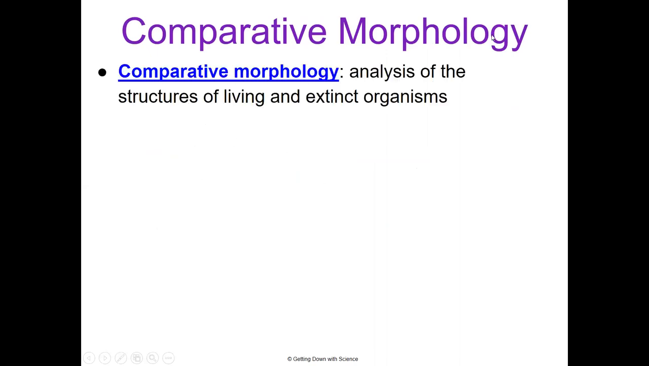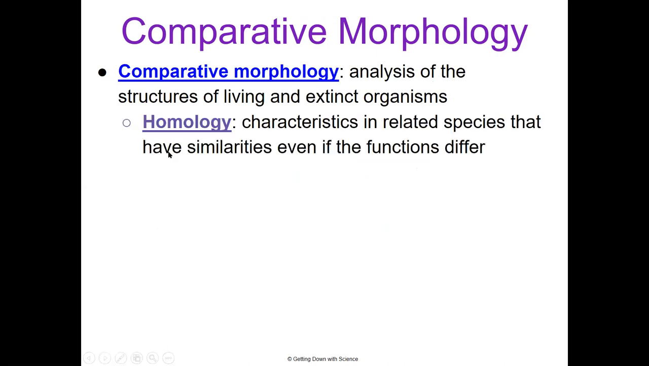So then we have comparative morphology. This is an analysis of the structures of living and extinct organisms. So we're going to look at their physical appearance. With this, we have a few key aspects we want to focus on. The first is homology. These are characteristics in related species that have similarities, even if the function's different. They might all have a humerus, one of the key arm bones, but they use that humerus for different things, like swimming or flying, rather than how we use it, picking and lifting.